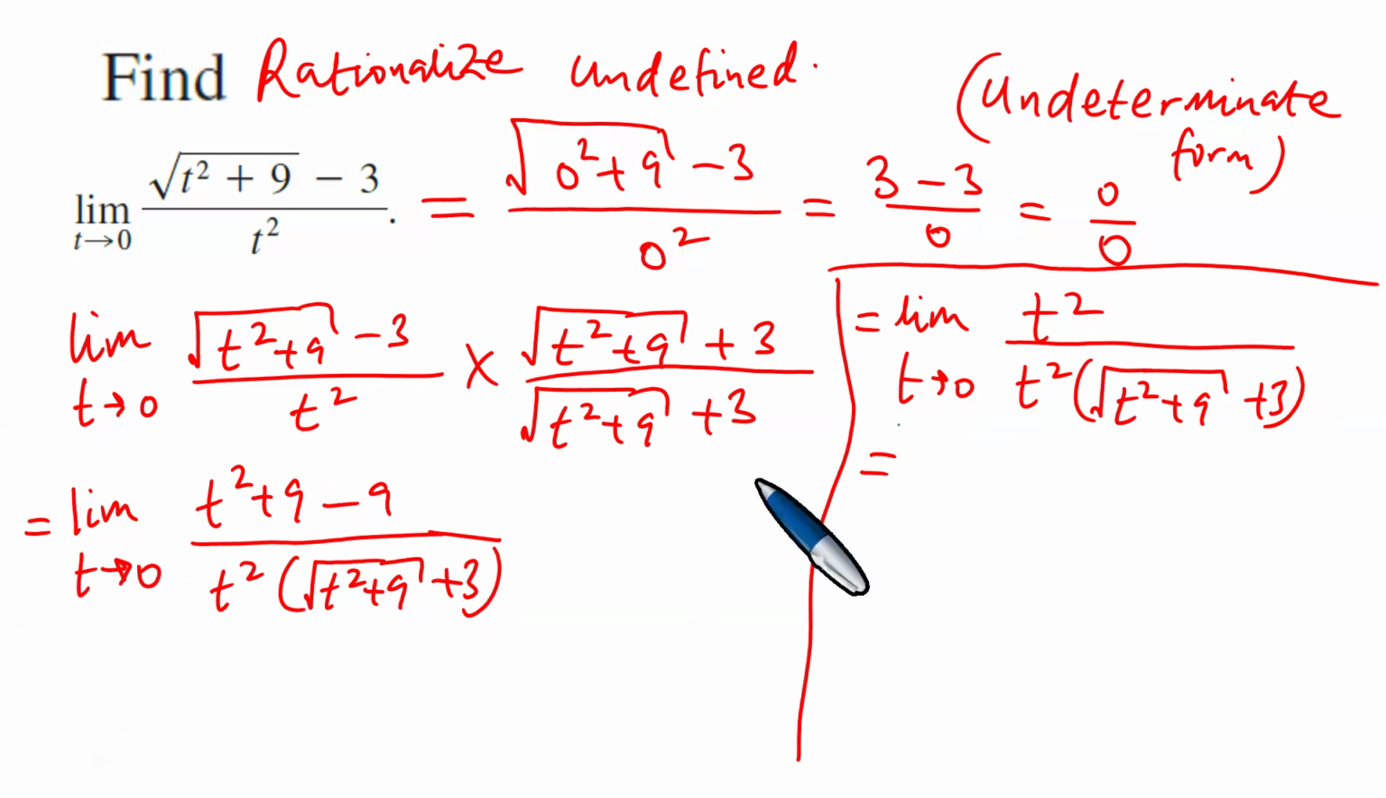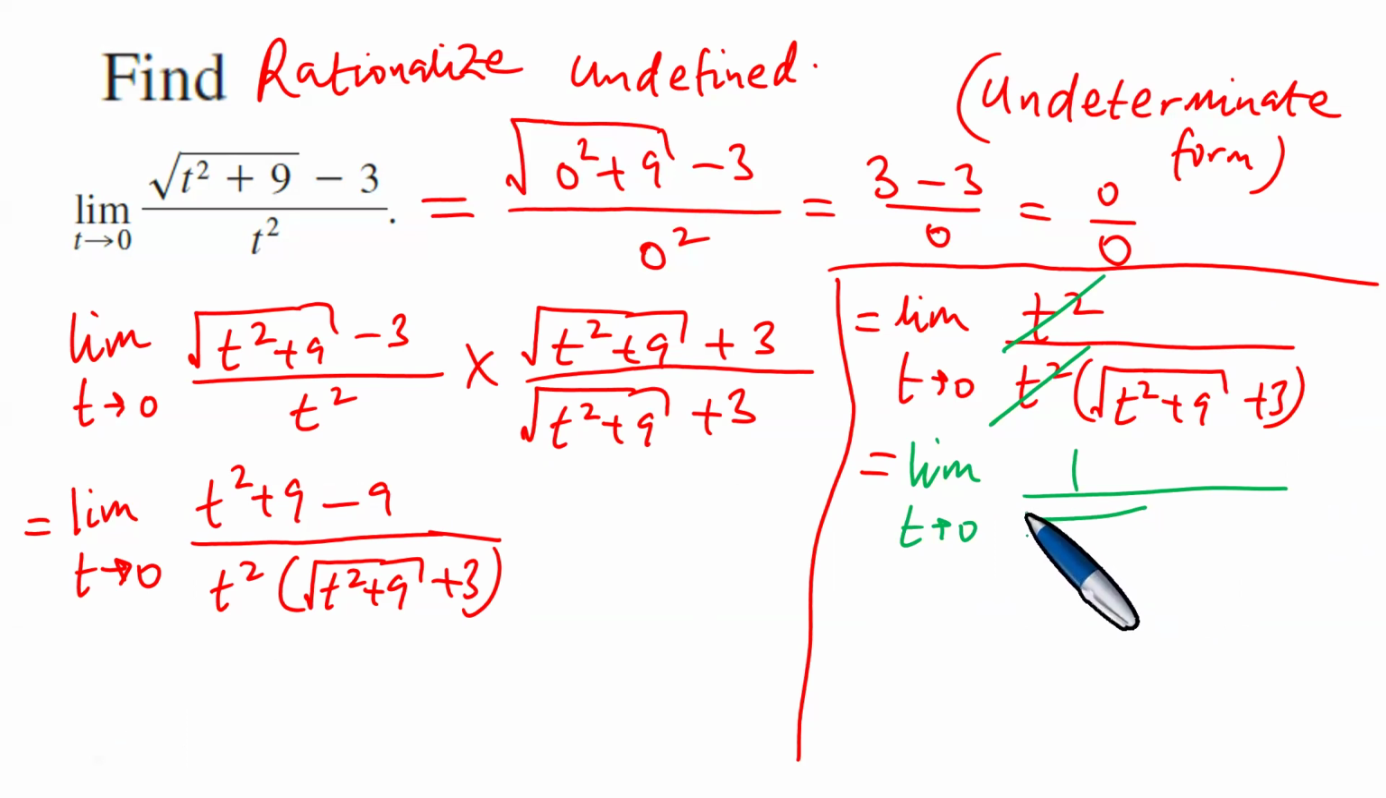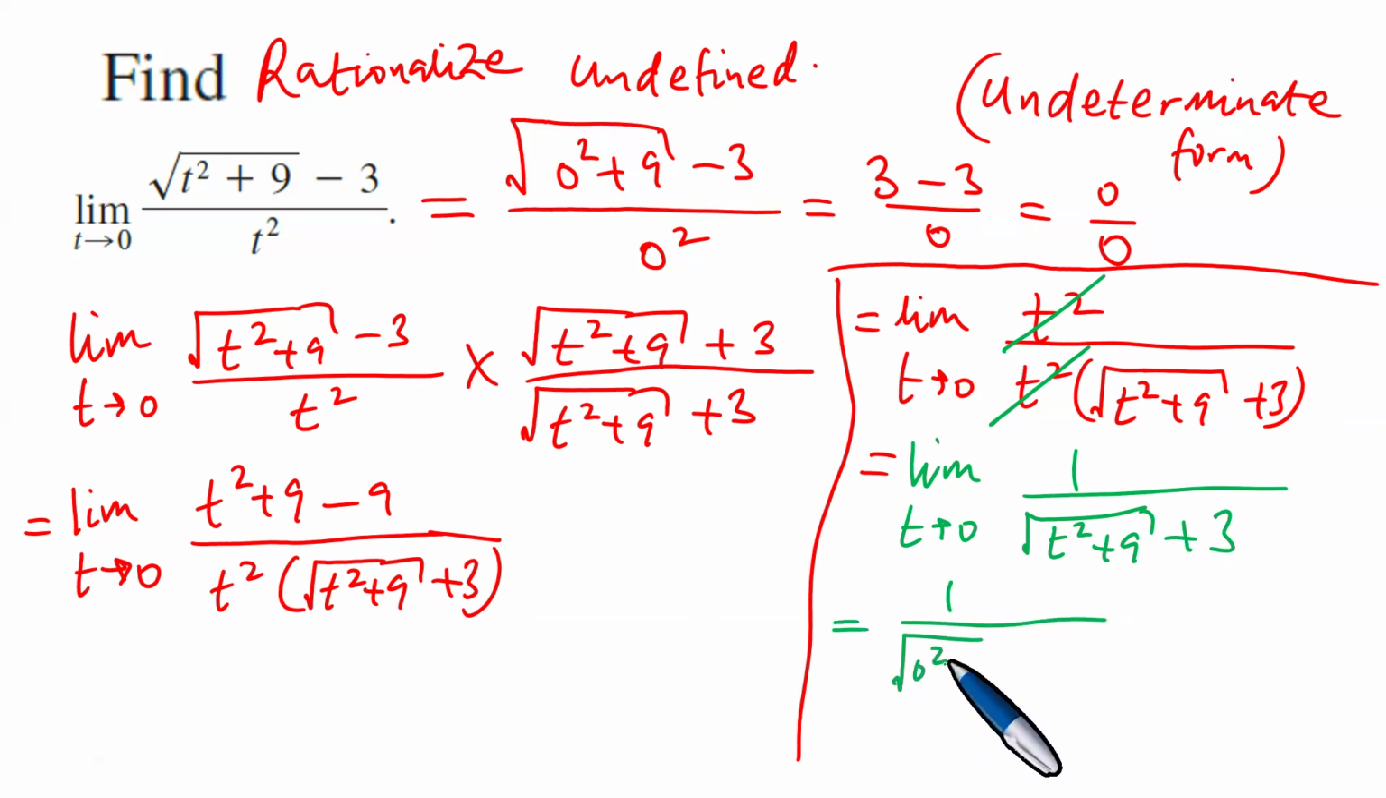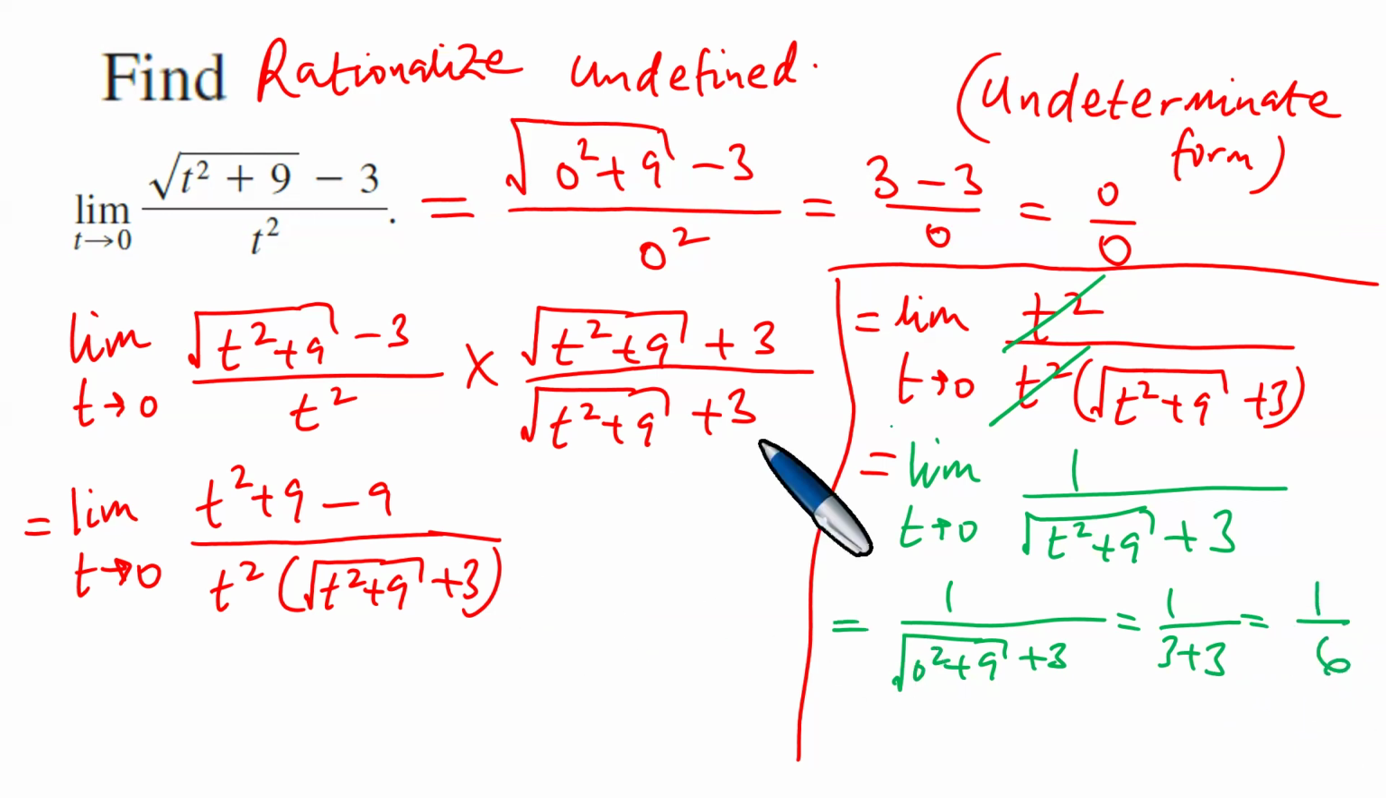So t squared cancels t squared, giving us 1 divided by the square root of t squared plus 9 plus 3. We take the limit as t approaches 0, which is 1 divided by the square root of 0 squared plus 9 plus 3. 0 squared plus 9 is 9, and the square root of 9 is 3. What is 3 plus 3 in the denominator? 6. Well done. So 1 out of 6 is the answer.